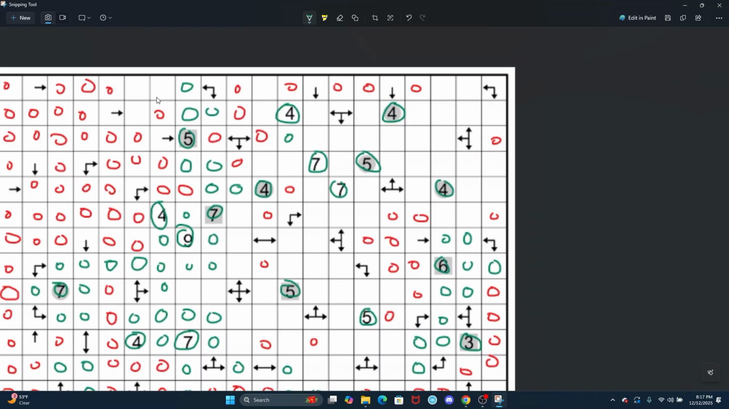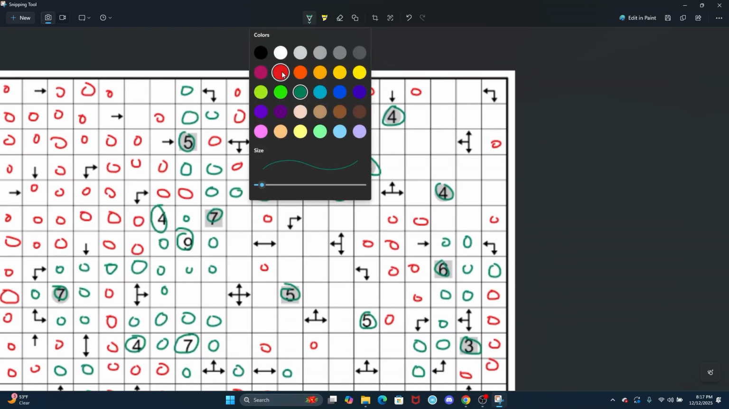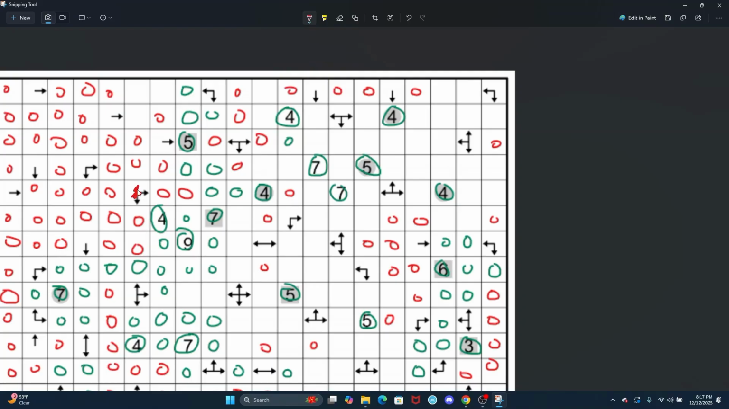Can we really not do anything with this? Oh, I guess through this cell, right? In the direction they're 3 away, so going upwards, the third one can't be green, otherwise there will be an arrow pointing up. So that's red. That's good.